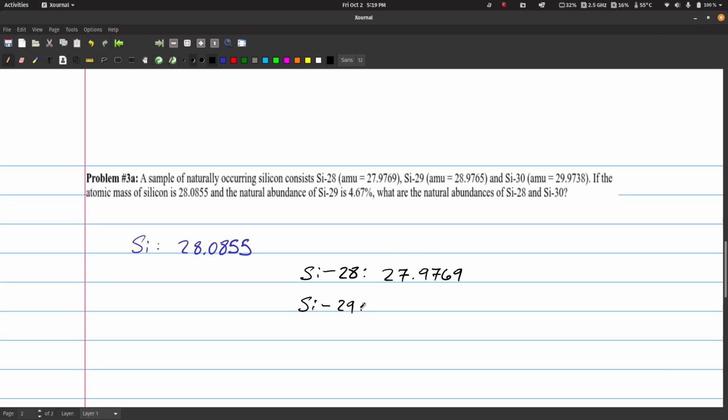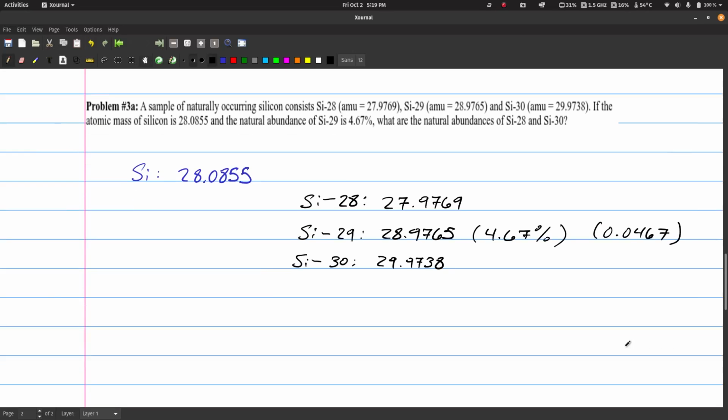Silicone 29 has a mass of 28.9765, and silicone 30 has a mass of 29.9738. Silicone 29 has a percent abundance of 4.67%, so in decimal form that's 0.0467, because you're just dividing by 100. So we need to find the natural abundances of silicone 28 and silicone 30.